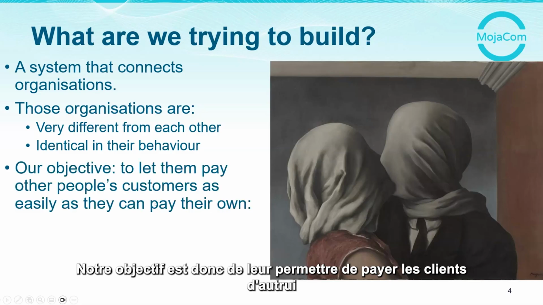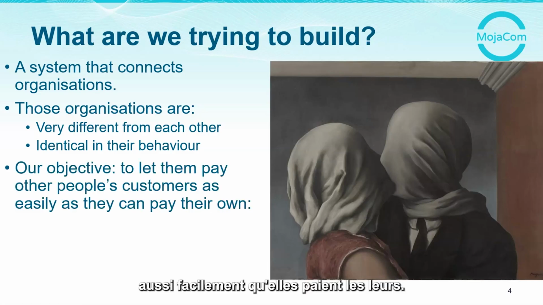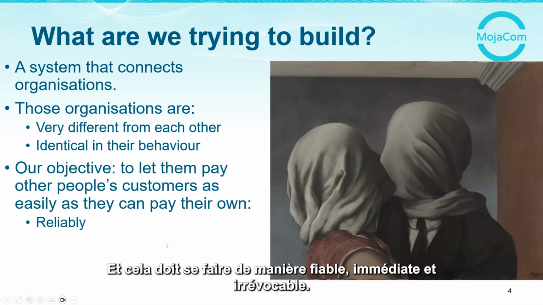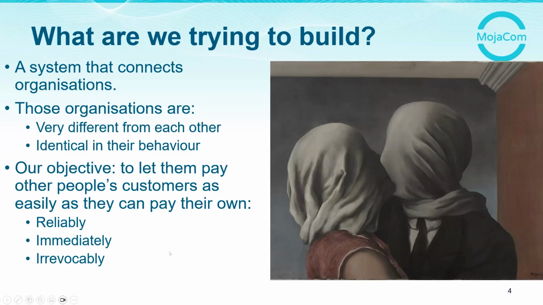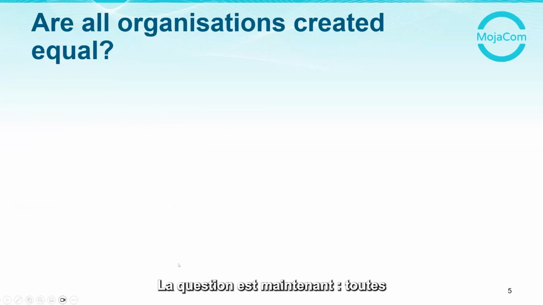So our objective then is to let them pay other people's customers as easily as they can pay their own. And that needs to be reliably, immediately, and irrevocably. So that's really where we're trying to get to. Now, the question is, are all organizations created equal? And we have another illustration here.